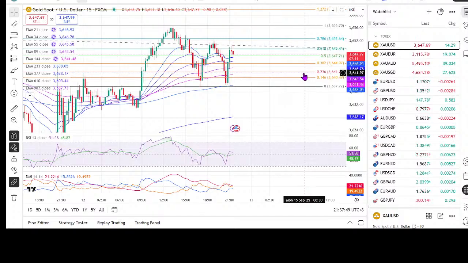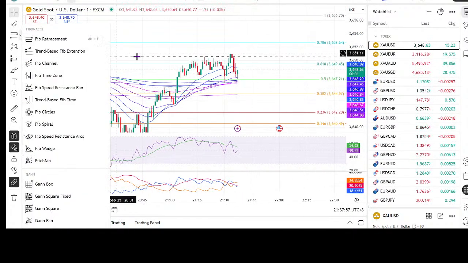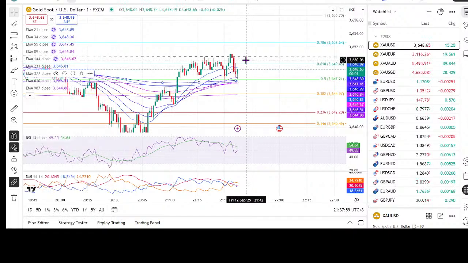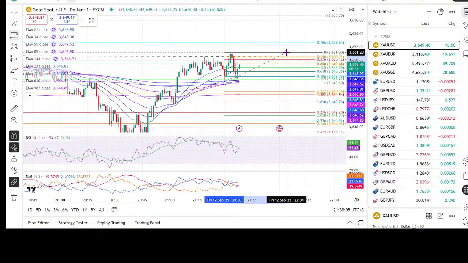Okay, 41, and we have raised our stop to 45. Okay, so now let's see how we can manage this trade.